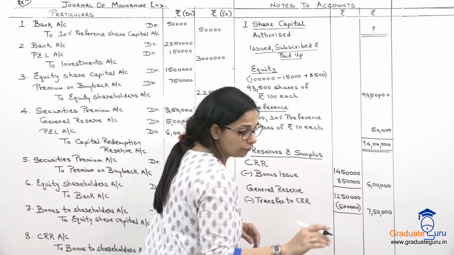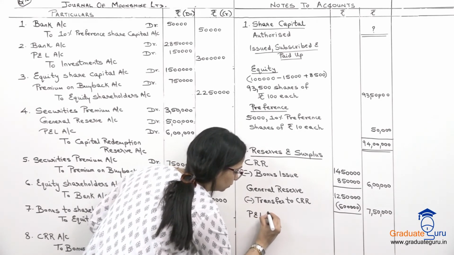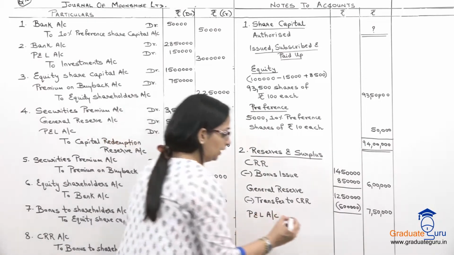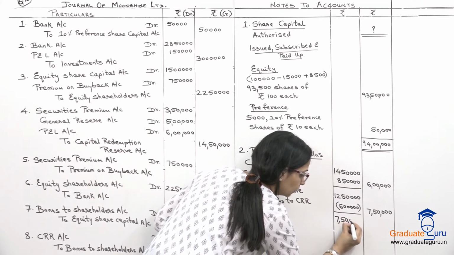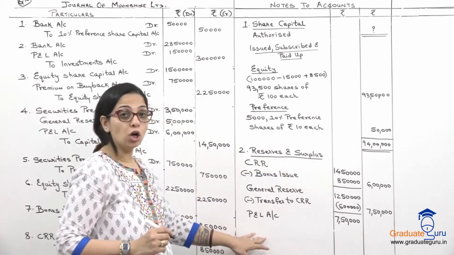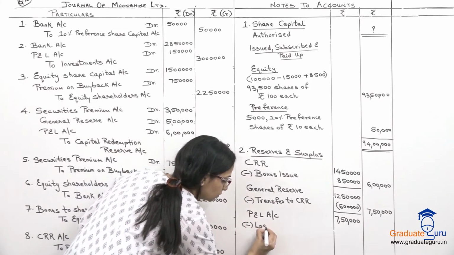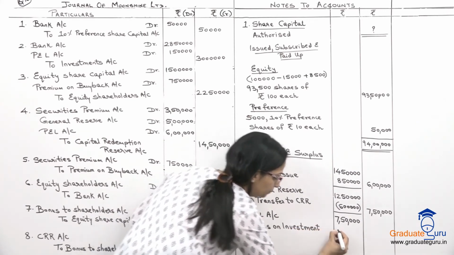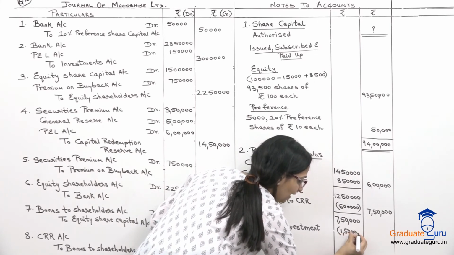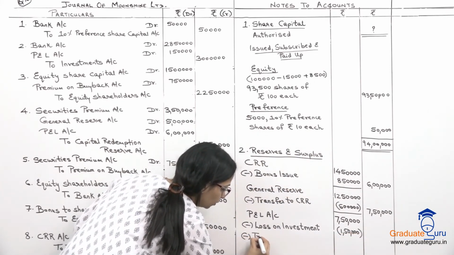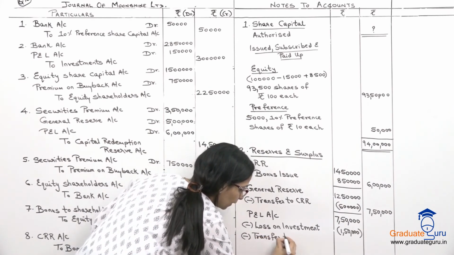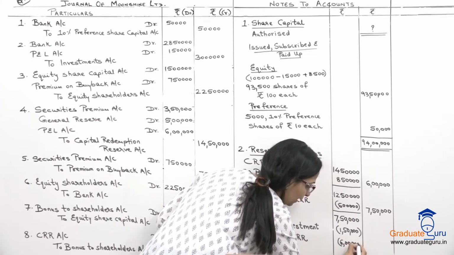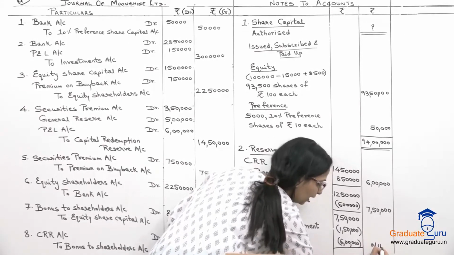After that, we have P&L account or profit and loss account. P&L account in the balance sheet was 7,50,000. In this we had a loss on investment. So less loss on investment. That was 1,50,000. And we also used it for CRR. Transfer to CRR, 6 lakhs. So P&L has become completely empty. We don't have anything in P&L now.